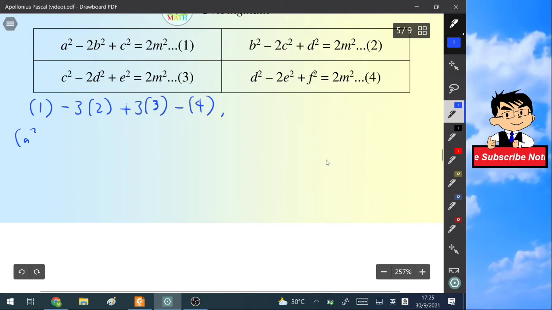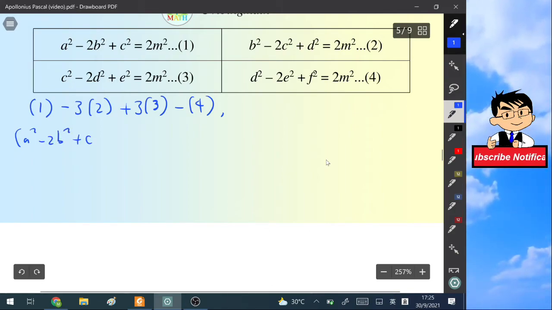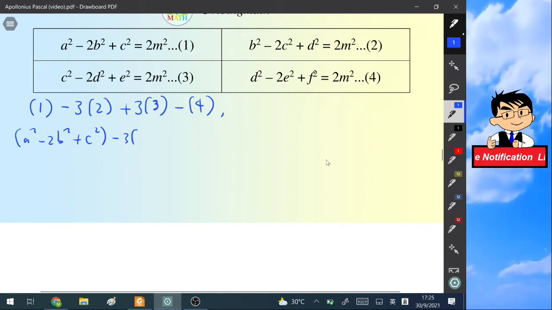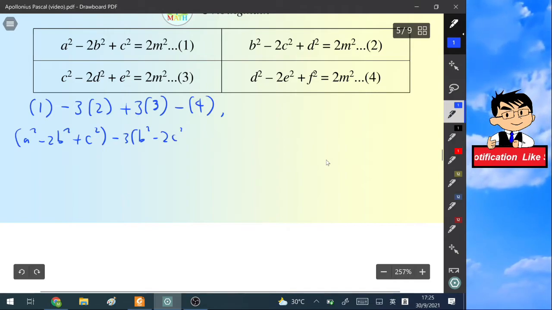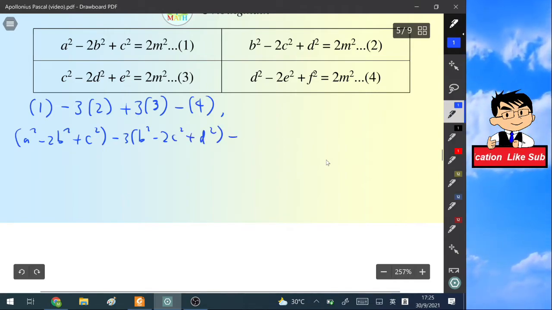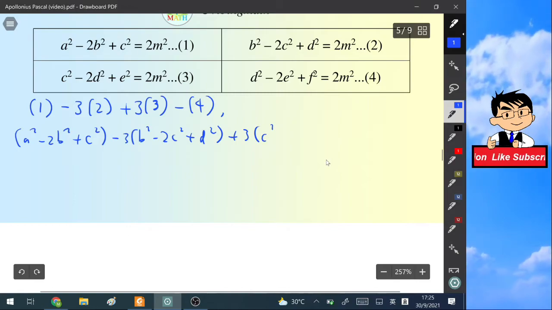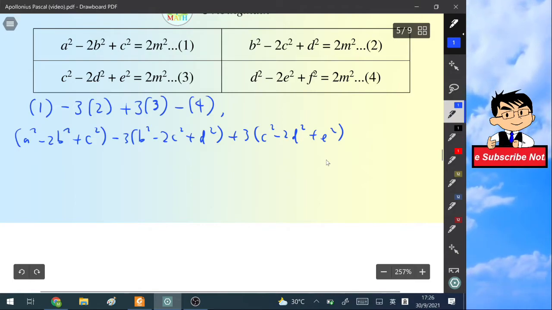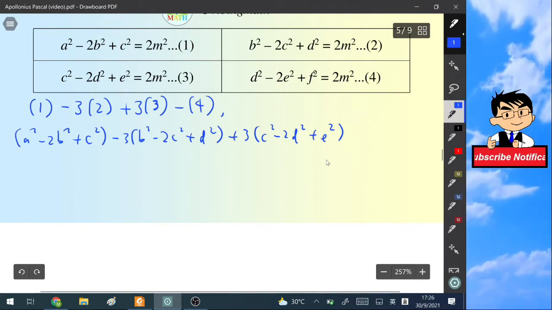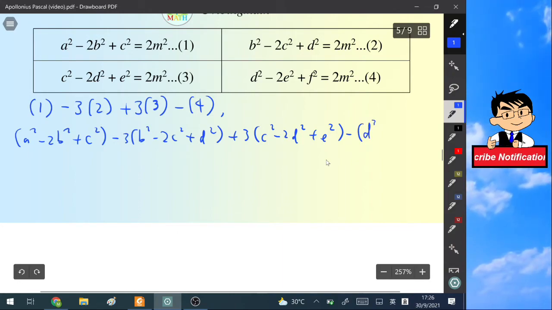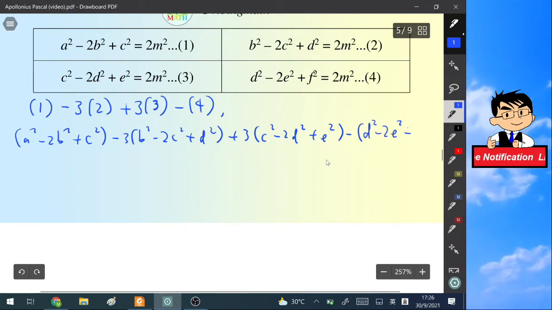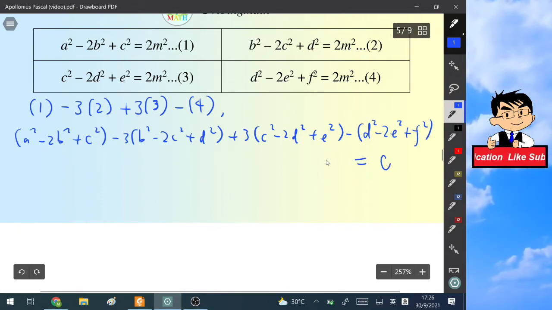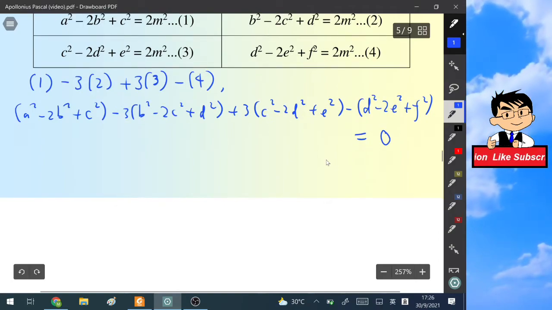I may use some speed up video here. Minus the last. And then which is equal to, of course, the right hand side is 0. So let's see what happens.